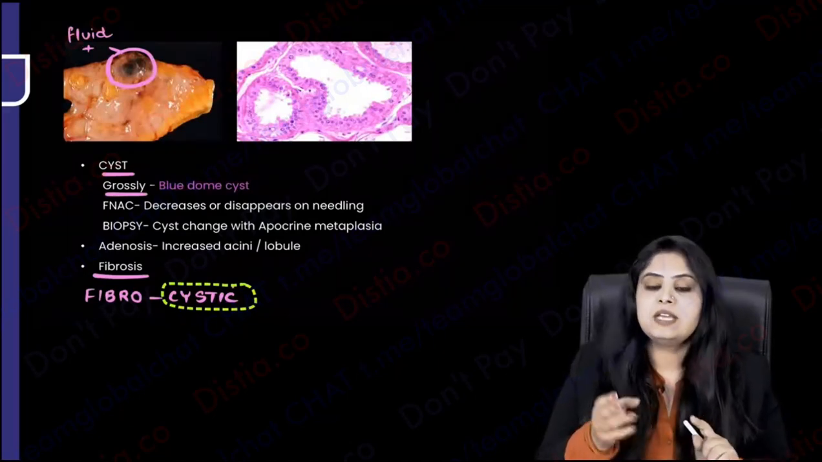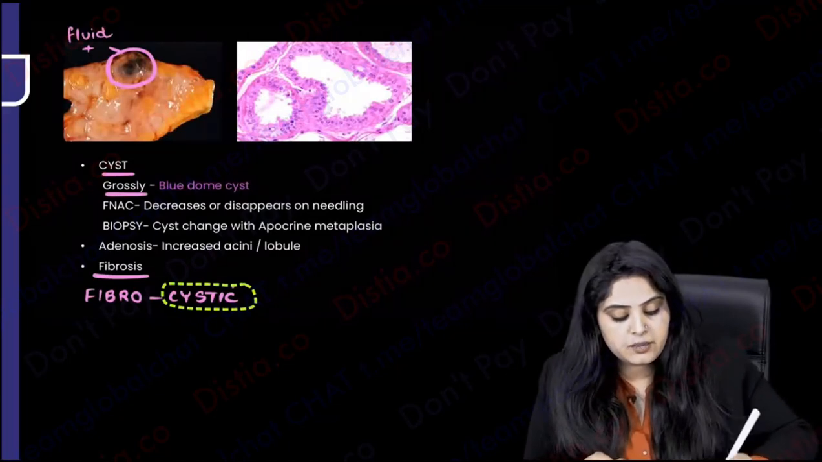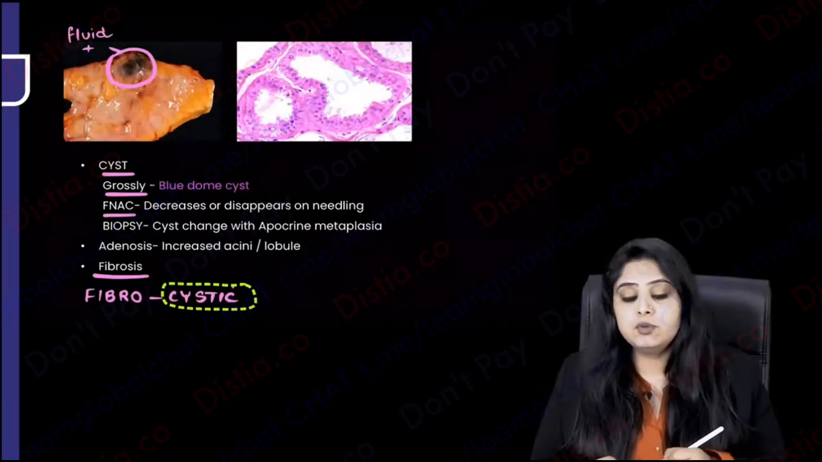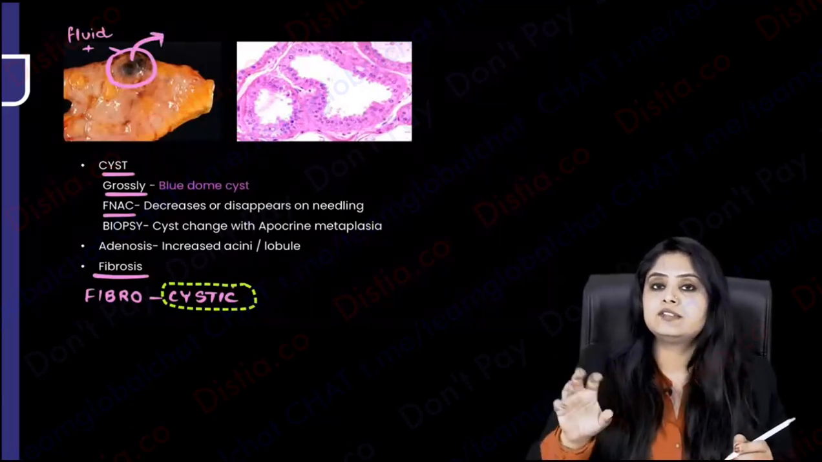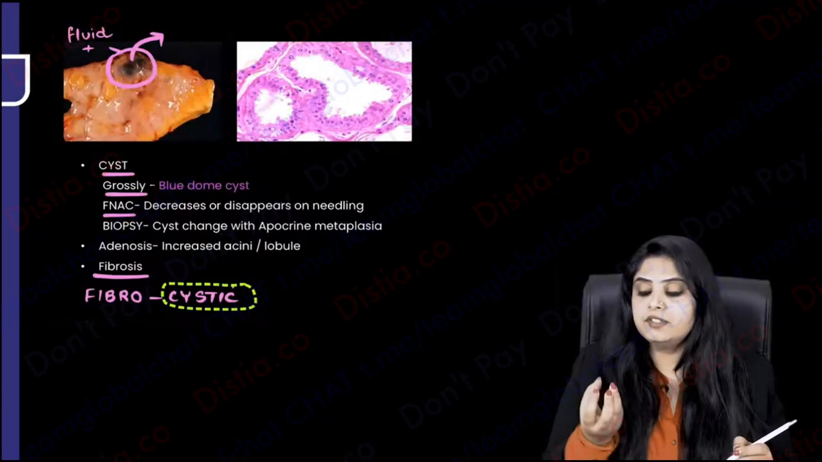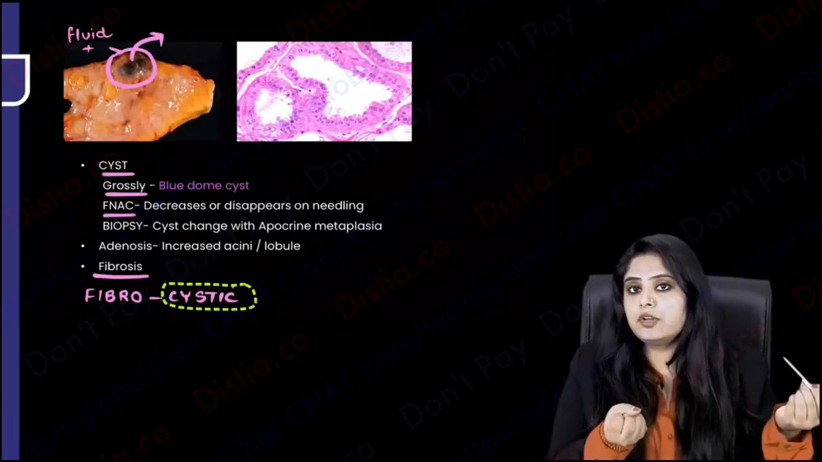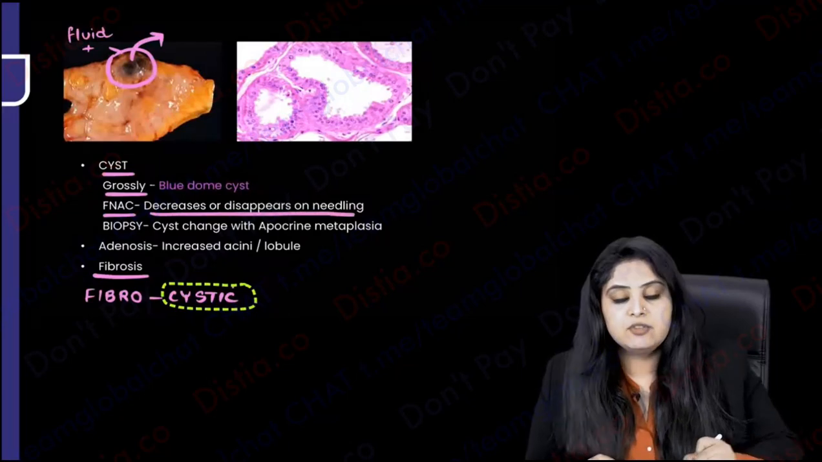So what will I do? I will put my needle into it. The first thing I do for any kind of breast etiology, I do an FNAC. So if it's a fluid, when all this fluid comes out, don't you think that cyst will just vanish or collapse? If this is a cyst filled with fluid, if I take all the fluid out, it is just going to vanish like that. So we say the cyst is going to disappear or decrease on needling.